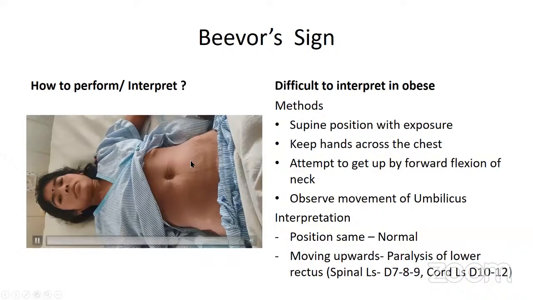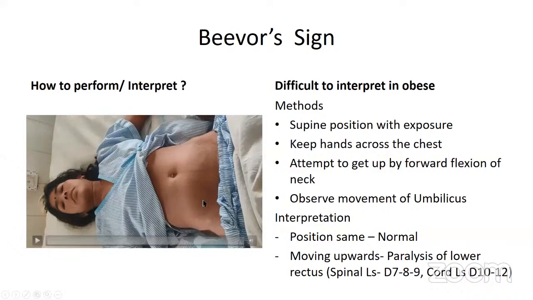That is the paralysis of the lower part of the abdomen, which is innervated by D11, D12. So the umbilicus is D10. The lower part is D11, D12. So there is a paralysis. The spinal cord level of paralysis is D11, D12. So the vertebral level is D. So if the umbilicus is moving upwards, it is paralysis of the lower rectus. So that indicates the vertebral lesion is D7, 8, 9, and the cord lesion is D10, D11. It may be D10 or D11, 12.